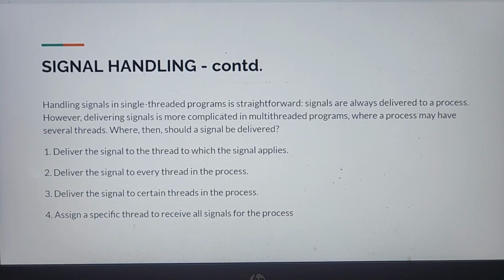Do you deliver that signal to specific threads alone? If yes, how do you choose which threads? Or do you assign one thread to receive all signals and then inform the other neighboring threads as and when applicable? So again you see that we saw one problem. There are multiple threads for a process and a signal has to be delivered to that process. Which thread do you deliver it to? This was the problem statement.